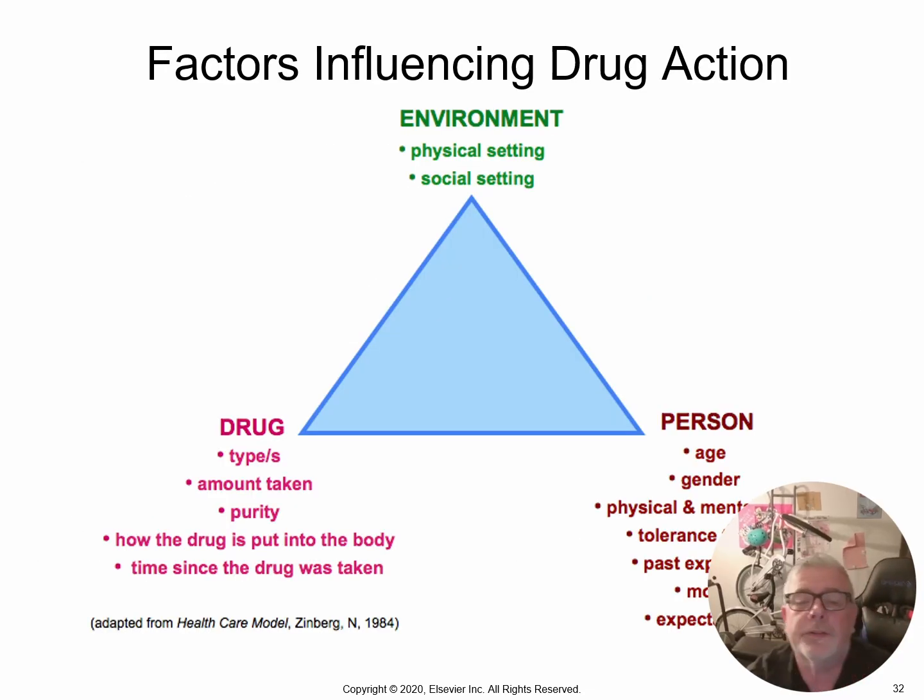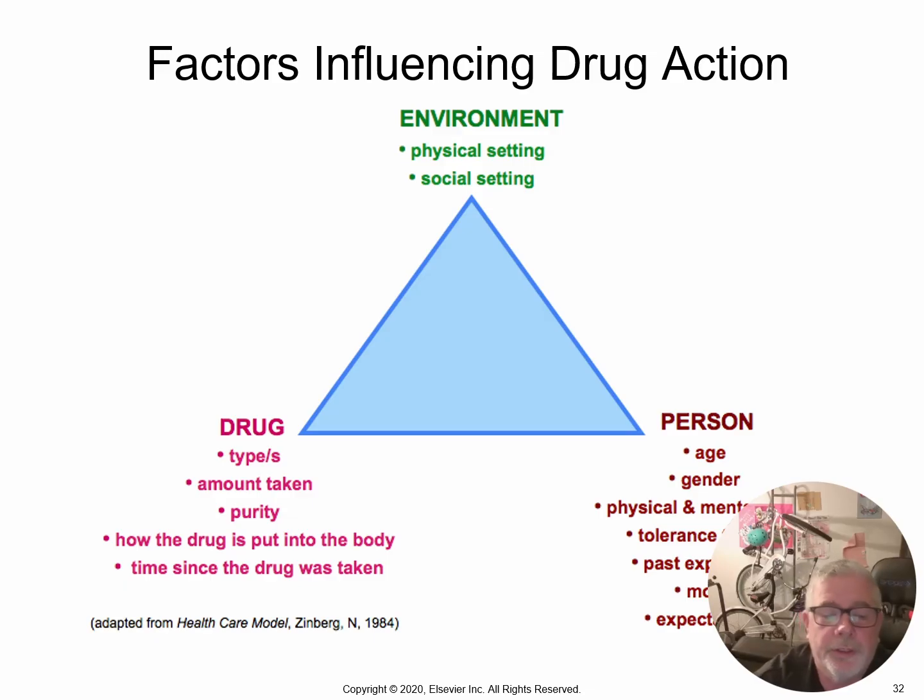So some factors can influence how a drug works. Environment, for example: physical setting, if hypothermia, hyperthermia; social setting, if a patient doesn't have access to medications, they're not going to work. The type of drug itself: is it a drug that interacts with other drugs? Is it pure? Is it adulterated? Has it been cut down?